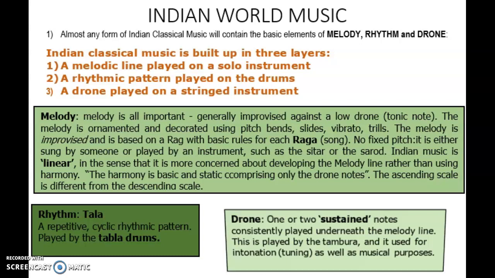Now, melody is all important, generally improvised against a low drone, the tonic note, and we will see that the tonic note is called sa. The melody is ornamented and decorated using pitch bends, slides, vibrato, and trills. The melody is improvised and is based on a raga with basic rules for each raga. We have no fixed pitch. It is either sung by someone or played by an instrument, such as the sitar or the sarod.